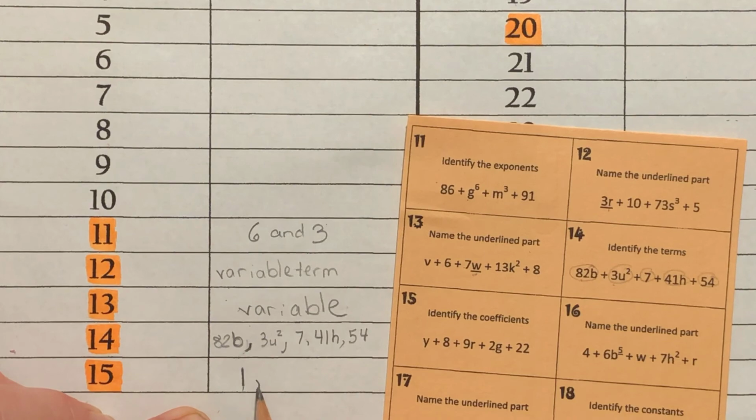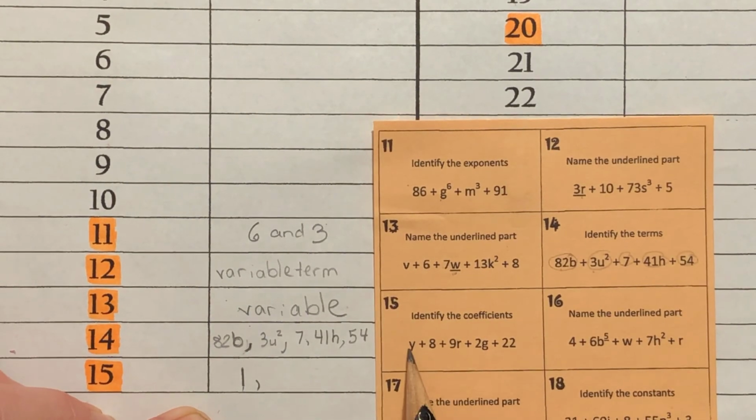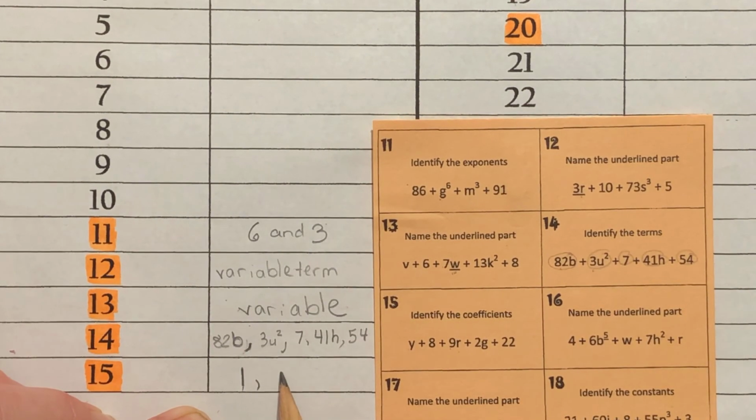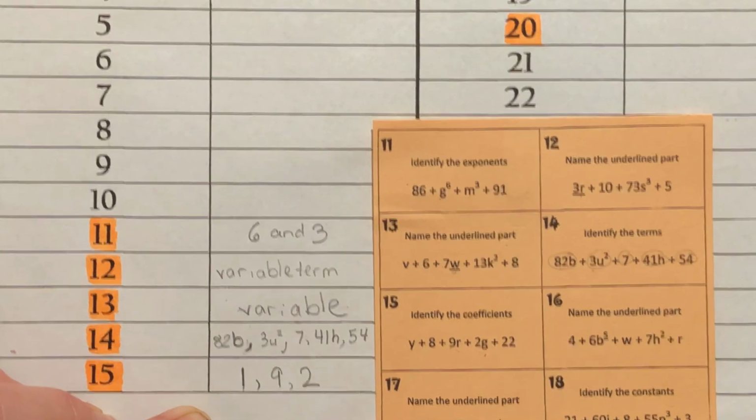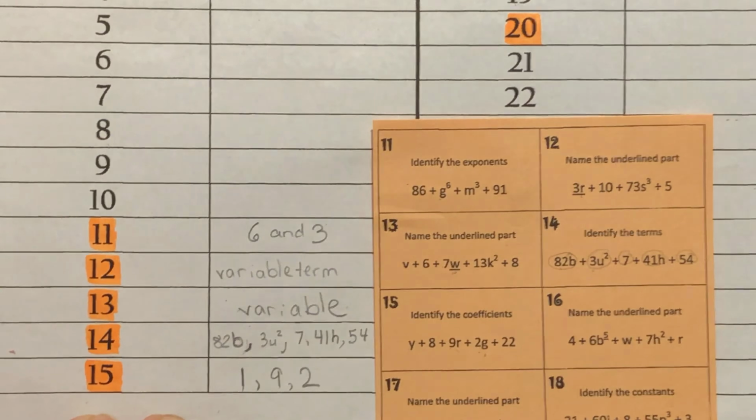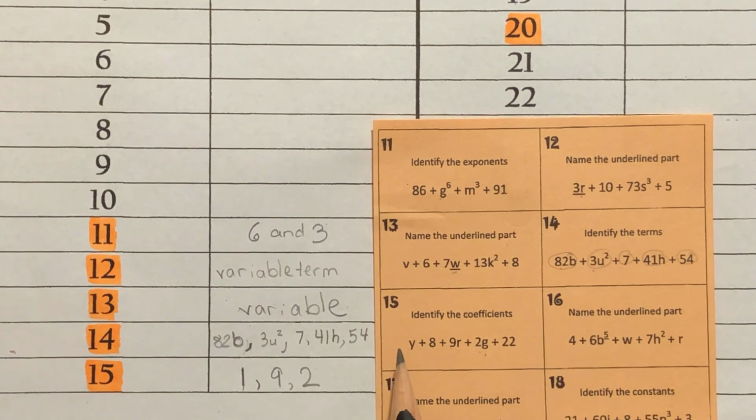1y, 9r, so 9 is a coefficient, 2g, and then 2. And really, the most important thing is that you understand that it's understood that there's a 1 coefficient. That's the most important thing. Whether or not you choose to write it here doesn't matter to me, but whether or not you know that there's a 1 there, that's what matters.